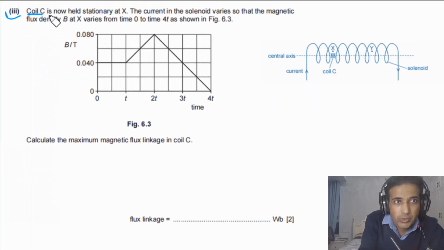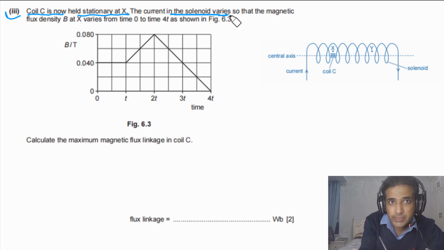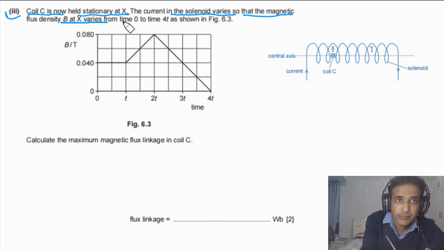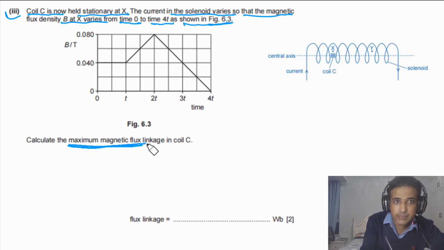Third part says coil C is now held stationary at X. The current in the solenoid varies so that the magnetic flux density B at X varies from time t equal to 0 to time t is equal to 40, as shown in figure 6.3. Calculate the maximum magnetic flux linkage in coil C.